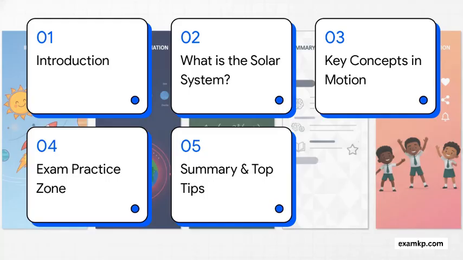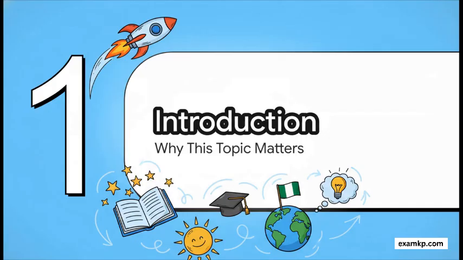Okay, so here's our game plan for today. First, a quick intro on why this topic is such a big deal for examiners. Then, we'll get into what the solar system actually is. After that, we'll tackle the key concepts of motion. Trust me, this is where a lot of students lose easy marks. Then, we'll jump into the exam practice zone to solve some real past questions. And finally, I'll wrap it all up with a summary and my top tips to make sure this information sticks in your head. Alright, let's kick things off with section 1, our introduction.